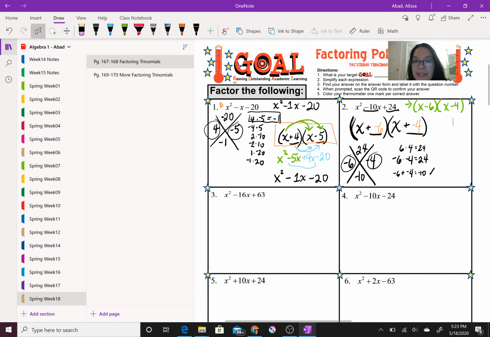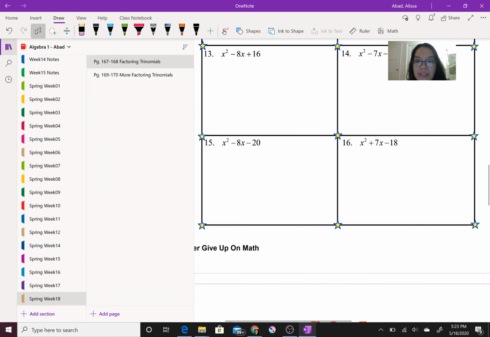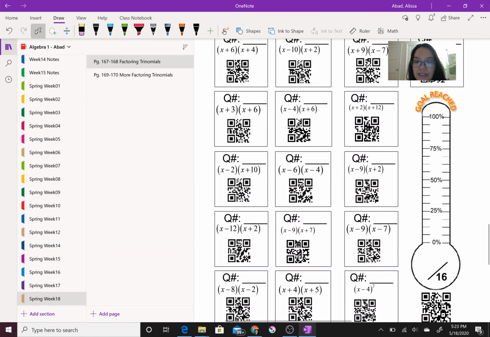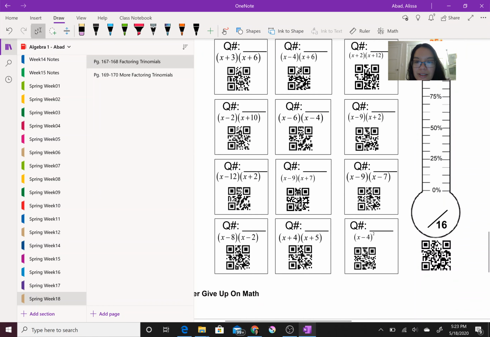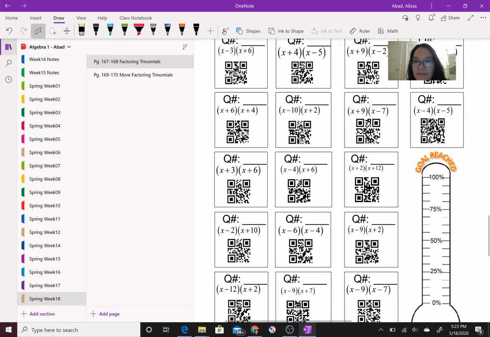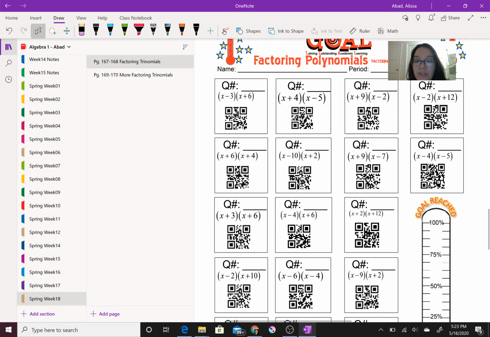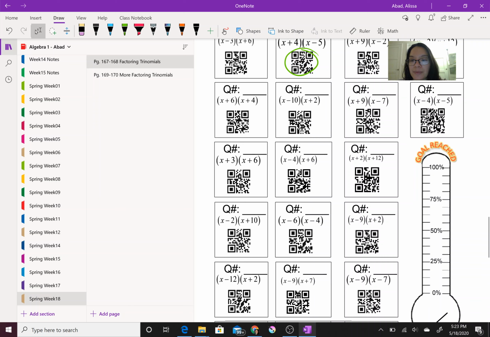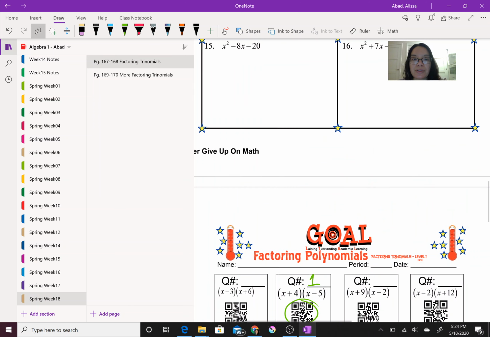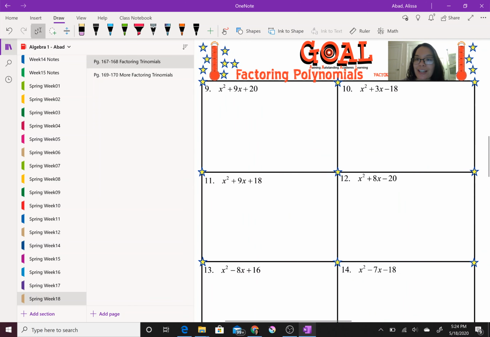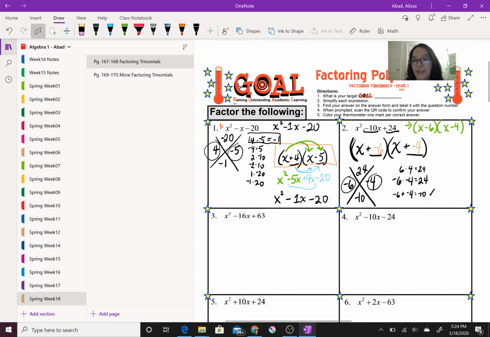X plus 4 times x minus 5, that's number 1. So if I look inside of this answer key, if I find one that has x plus 4, x minus 5, when I scan this, you should see a number 1 in there, because question 1, that was the answer for it. Okay, so let me know if you have questions on these types of problems. Do your best to think of it as doing a diamond problem again, and then you'd have to put it into this form.